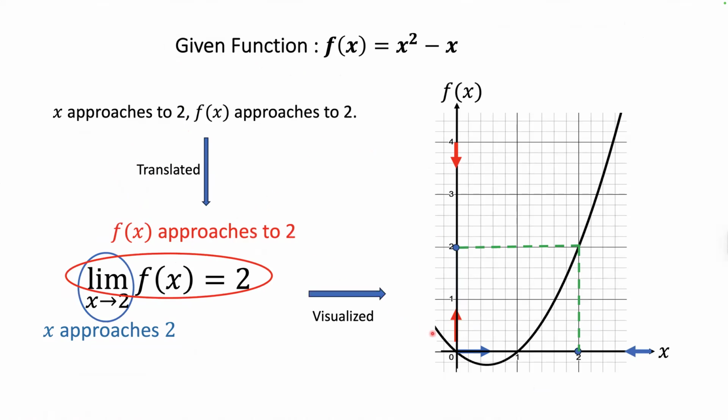We can see that there are two directions to approach 1 on the x-axis: from the left-hand side and the right-hand side. There are two different directions for approaching 2 on the y-axis: from the bottom and the top. This is called one-sided limits.